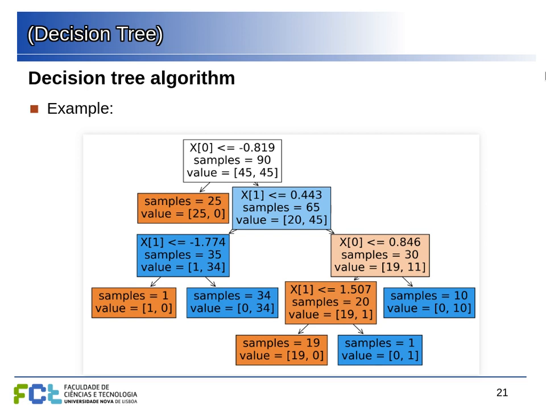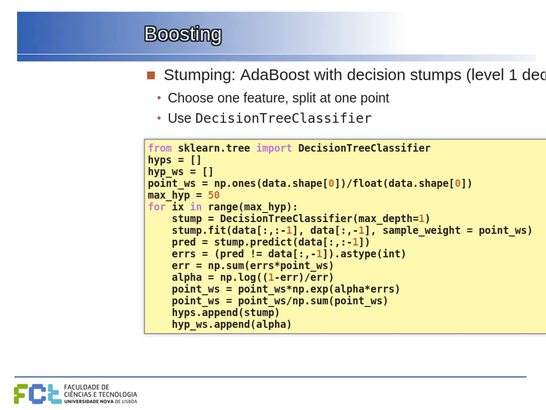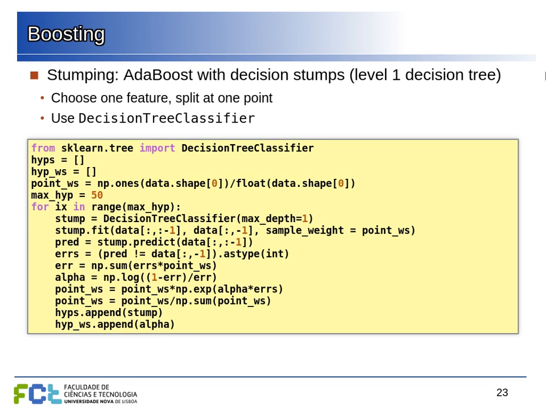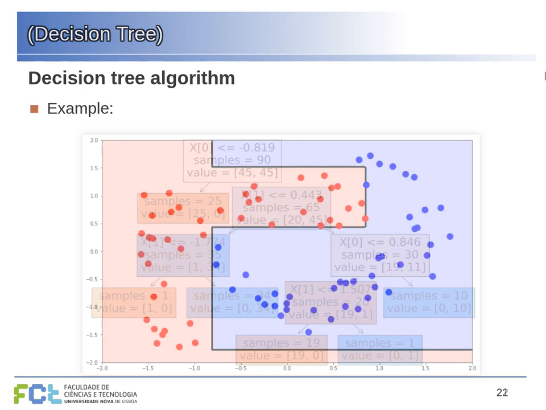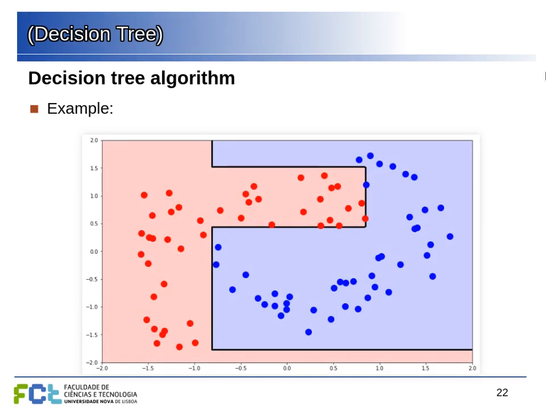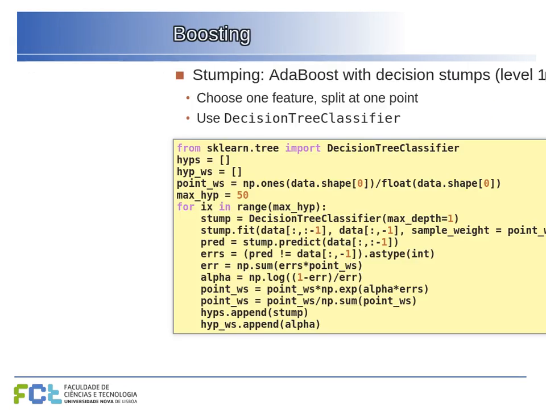But what we're going to do here with stumping, which is a specific instance of boosting, is to just use level 1 decision trees. So imagine that this decision tree stops here. It was only the first choice, and it only cut here the two classes. So this is a very weak classifier that will result in a lot of error, and it's a very simple classifier. It only does one split. And that's what we're going to use for stumping.